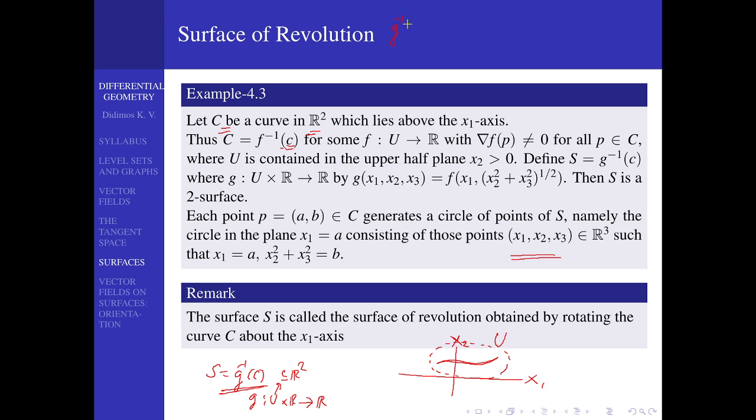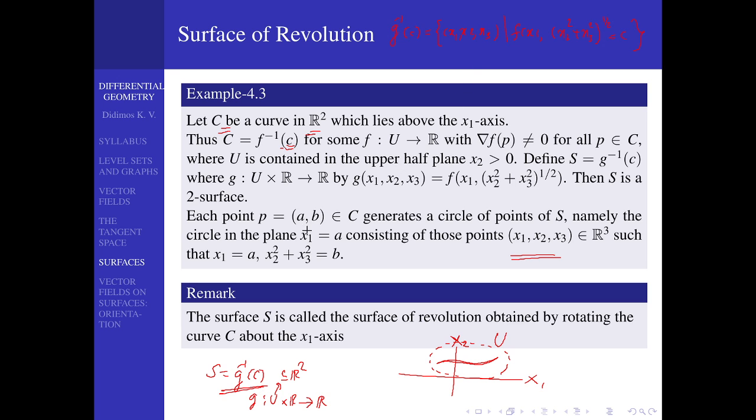To define G inverse C, you need to define the set of all x1, x2, x3 such that this G of x1, x2, x3 is equal to C. That means this value is equal to C: f of x1, (x2 square plus x3 square) whole raised to 1 by 2 equal to C. This is the surface G inverse C.